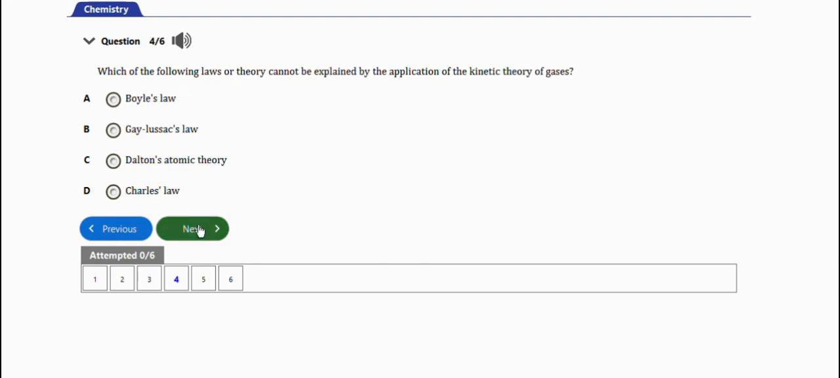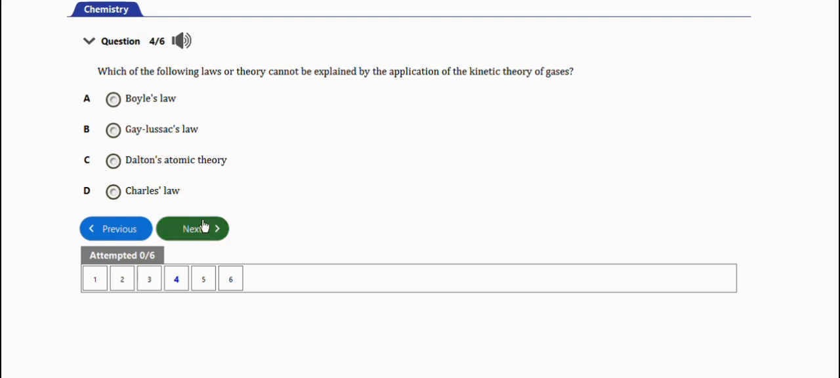Next question will be this one. It says which of the following laws or theory cannot be explained by application of kinetic theory of gases? So we have Boyle's law, we have Gay-Lussac's law, we have Dalton's atomic theory, we have Charles' law. So the exception here that cannot be explained is option C, Dalton's atomic theory.